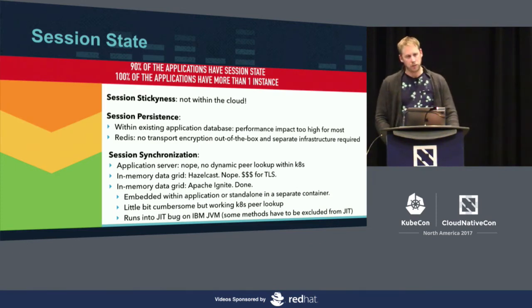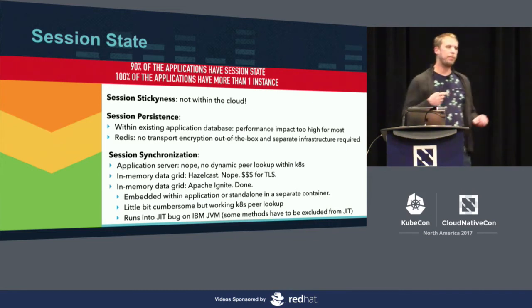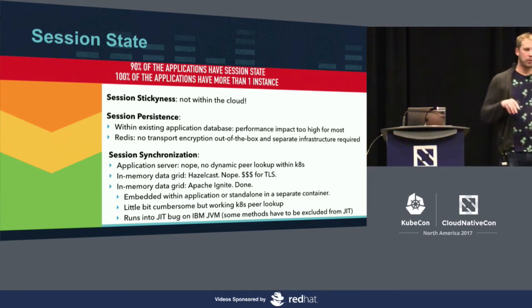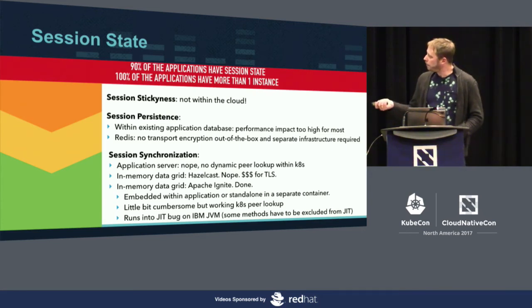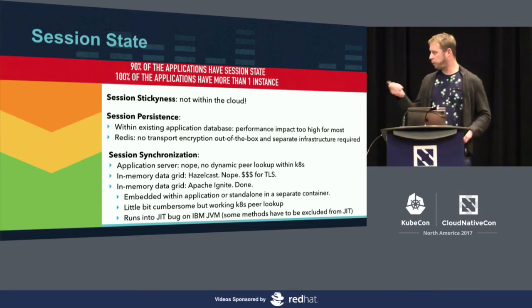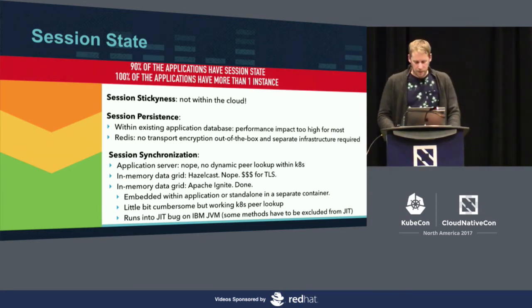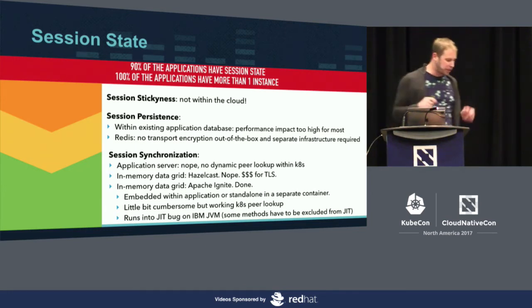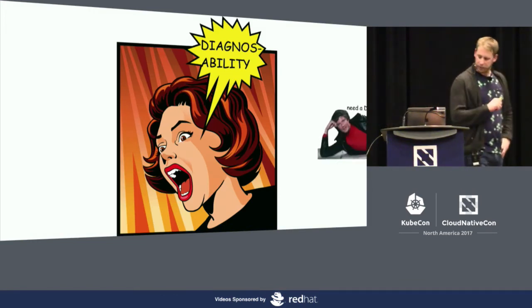We're using Apache Ignite right now to do session synchronization between those applications. You can hook it up into a Java EE server very easily. Apache Ignite provides peer lookup within Kubernetes automatically. Peer lookup is a little bit cumbersome, but it works fine. Just to mention, it took three or four engineering days to fix this bug: Ignite has a just-in-time compiler bug on the IBM JDK, so some classes have to be excluded there. We had to use the IBM JDK. Yeah, this is about session persistence. So the next thing is about diagnosability.